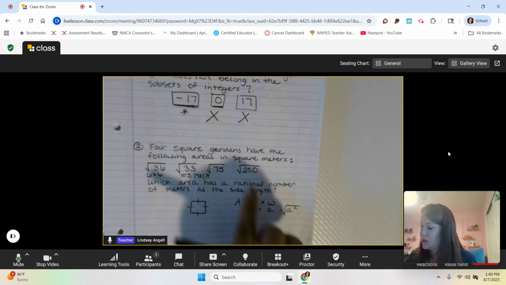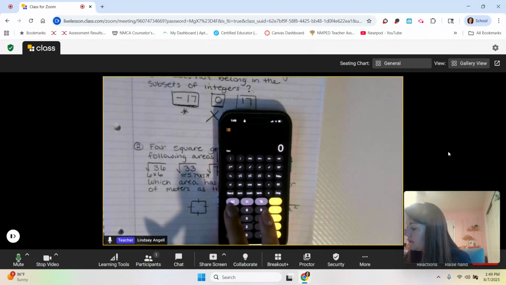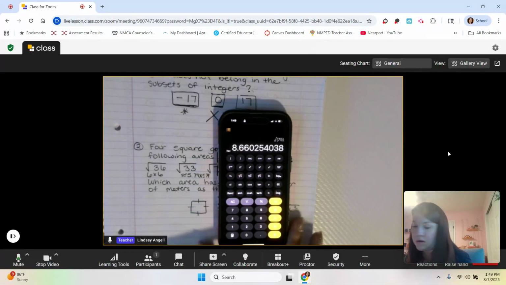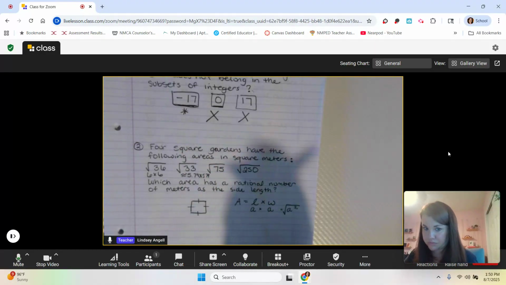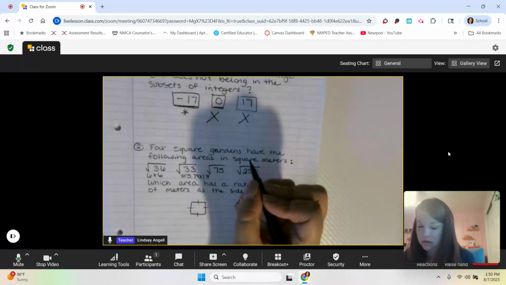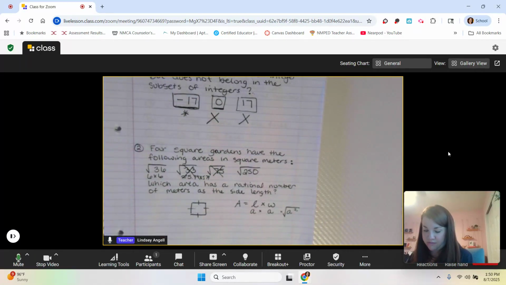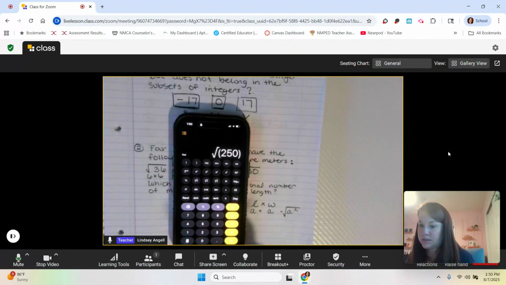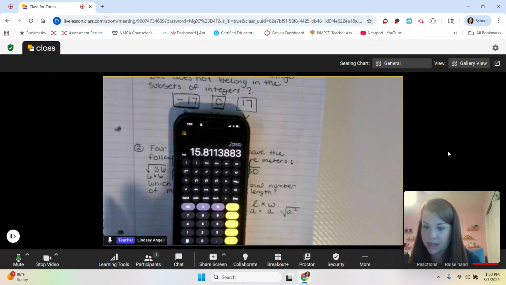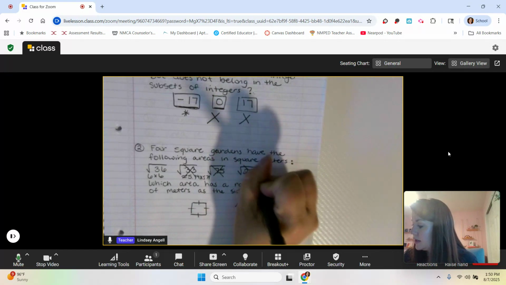All right. How about 75? Can we get a rational number as our answer with 75? Nope, that's not a rational number either, okay? So that can't be our answer. 33 wasn't our answer. How about 250? Got 250 square root equals, 15.8 something under that, right? Not the rational number we're looking for. All right? So that's this one here.